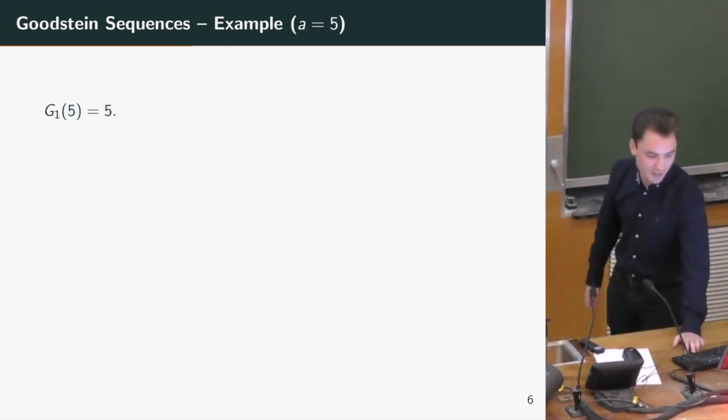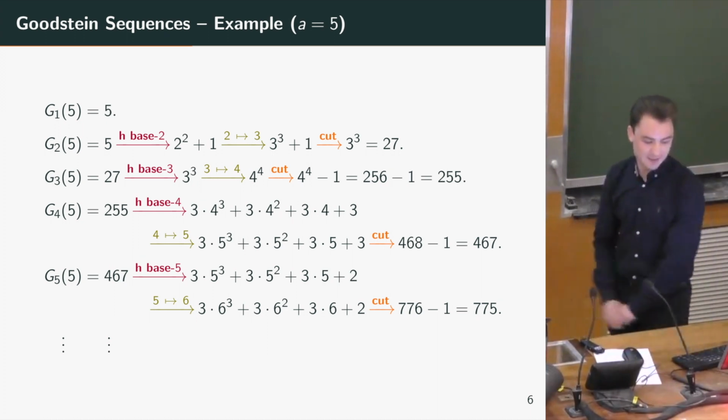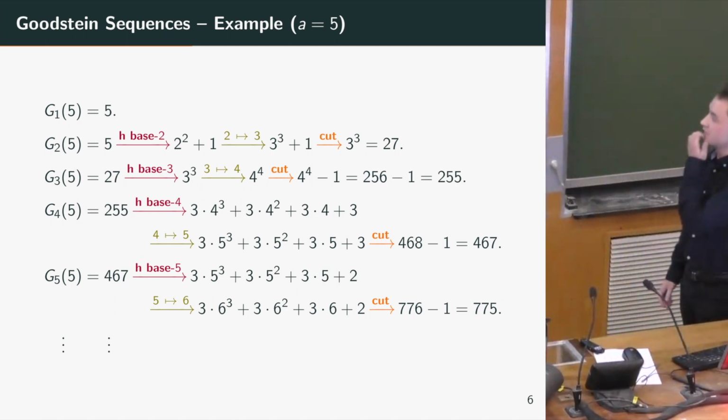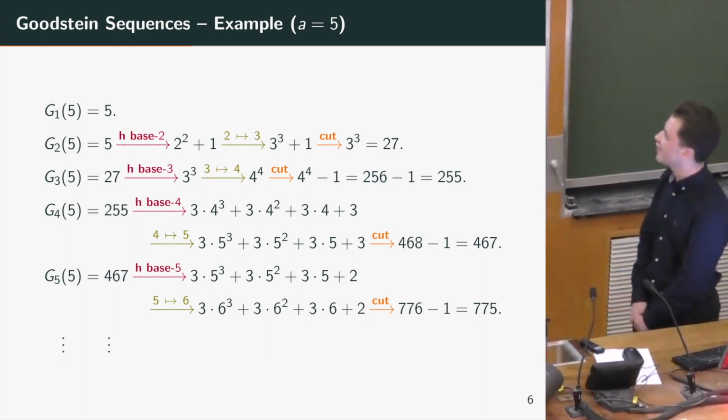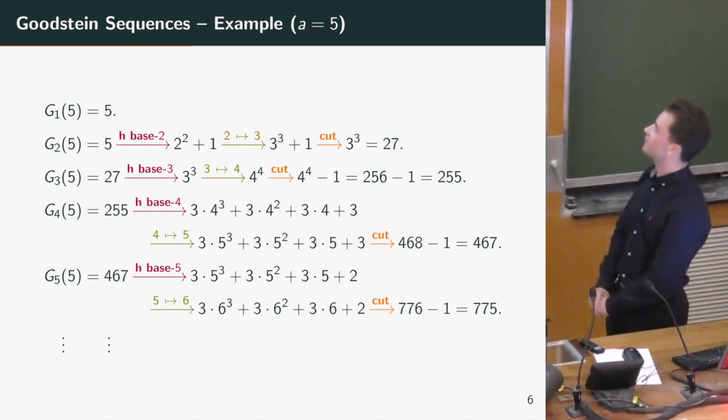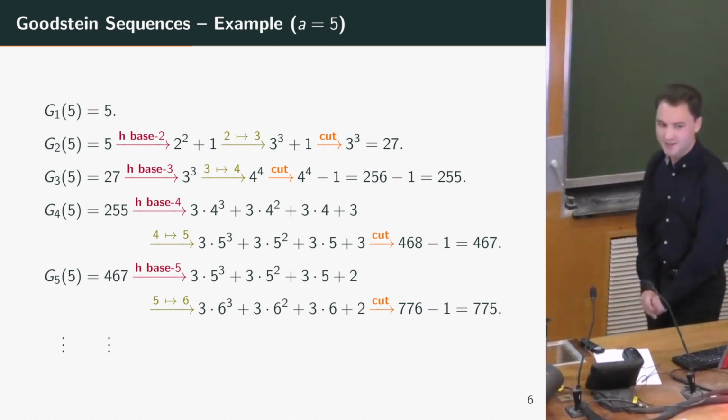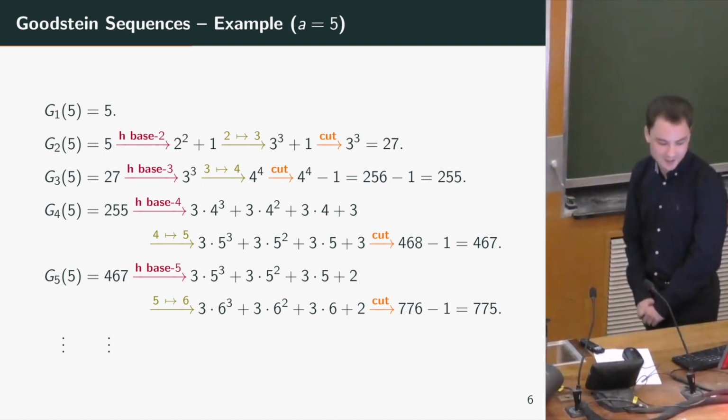And we've got a more complex example here. This is the Goodstein sequence for the number 5. And as you can see, it grows quite a bit larger than that example we've just seen. And it continues to grow. You see that it doesn't show any sign of slowing down and terminating anytime soon.